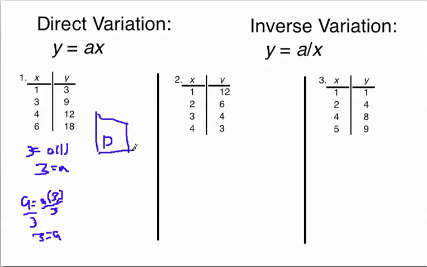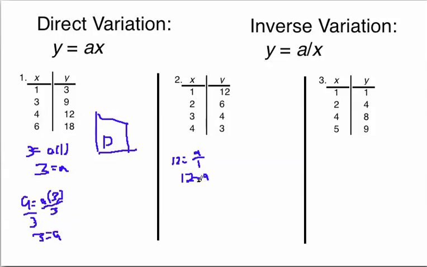Now let's move on to number 2. For number 2, as x goes up, y is going down. So x is getting bigger and y is getting smaller. That means it can't be direct variation, so we're going to try inverse variation and see if it works out. For the first one, we plug these in. So 12 equals a divided by 1. You'd multiply both sides by 1, and you get that 12 equals a. So we know for this first point that a is 12.